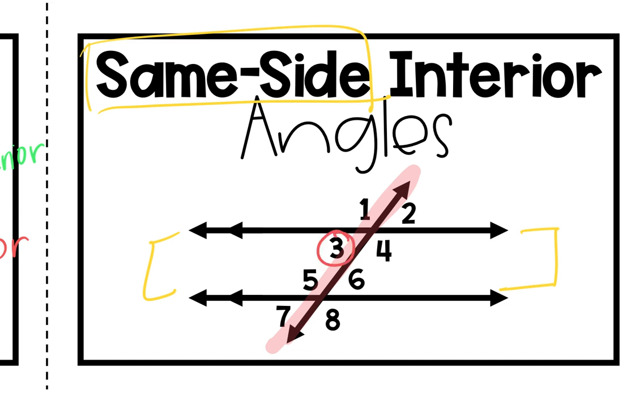So if 3 is one of my same side interior angles, the other pair should be 5. And 4, let me get another color, green. 4 and 6 are my other pair. But there's something special. They will not be congruent. What is happening here is that they are supplementary. So I'm going to say they are supplementary angles.